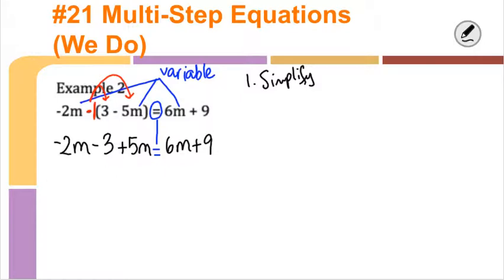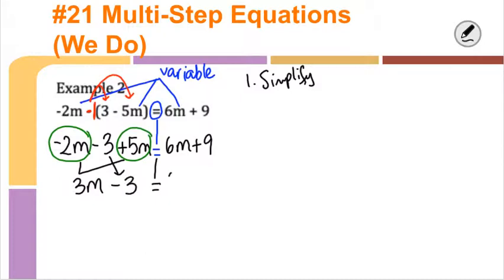Alright, so now I look back again. Is there anything that I can simplify that's on the same side of the equation? If I look at the left side, I actually notice I've got some like terms. I've got negative 2m and positive 5m. So actually, let me combine those before I move forward. Negative 2 plus 5 makes positive 3m. And then this negative 3 I'm just going to bring down. 6m add 9. Okay, 6m and 9 are not like terms, so I can't combine them. 3m and negative 3 are also not like terms, so I can't combine them.